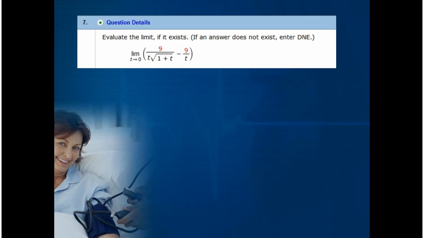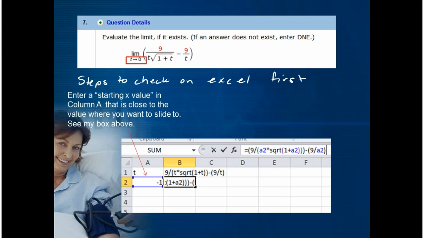Number 7 is a bit more involved, so watch carefully. The first thing is that I'm going to show you how to get some of these things on Excel. To do this problem, you can find the answer pretty much on Excel. So how do you do this?